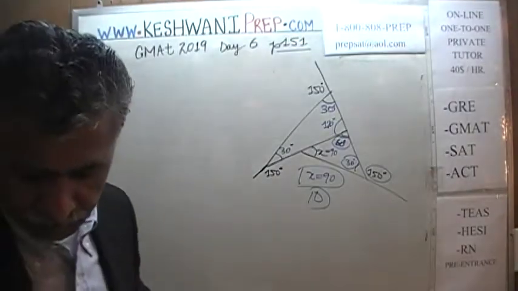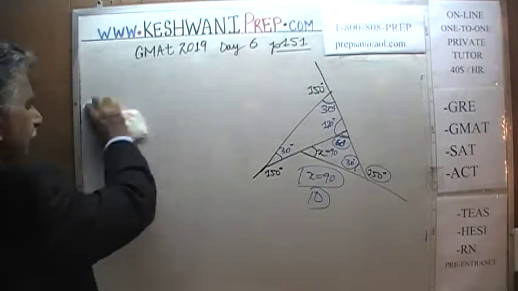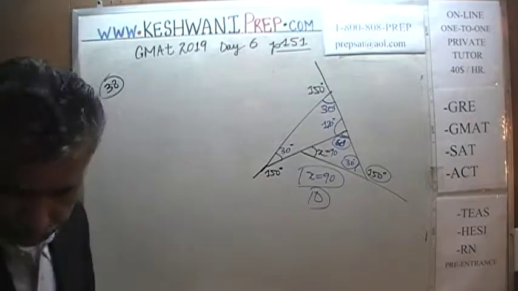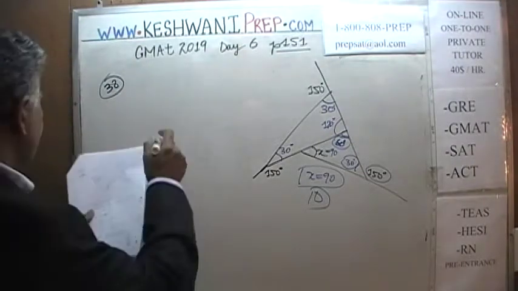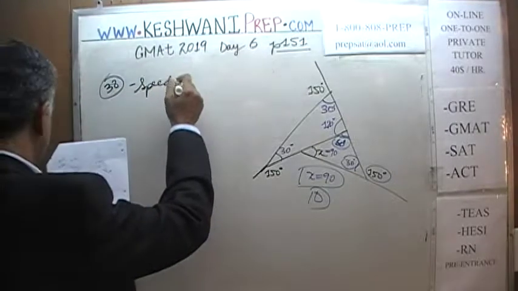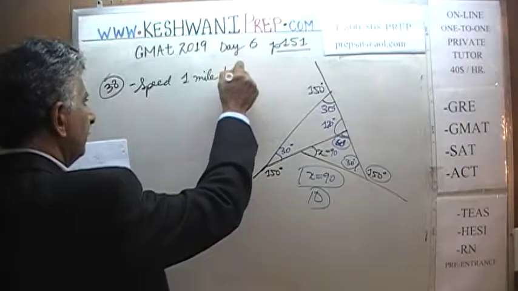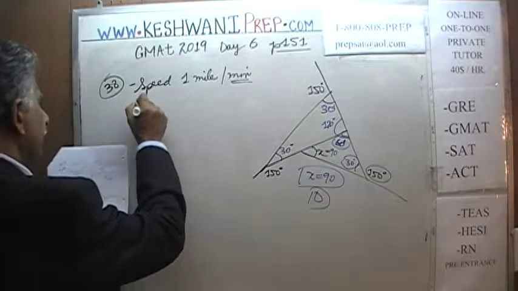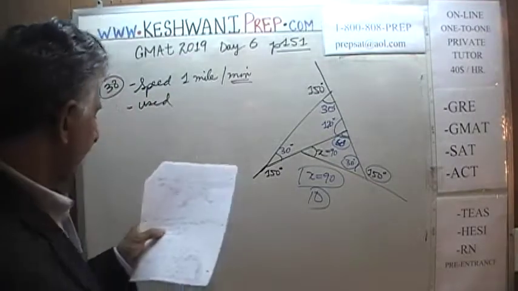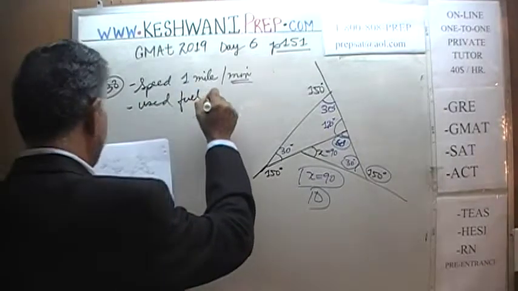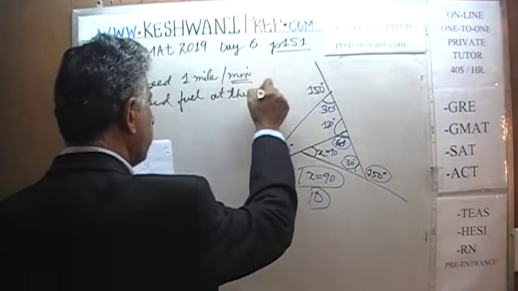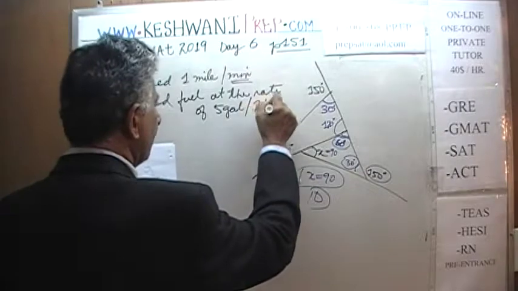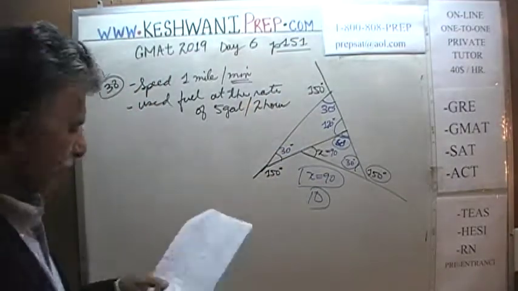As I said, there is not much to do there, you just have to follow the steps. Number 38. It says that somebody is going at the speed of 1 mile per minute. Pay attention, it's 1 mile per minute, not 1 mile an hour. We are also told that while they are driving, they are using the fuel at the rate of 5 gallons every 2 hours. 5 gallons every 2 hours.